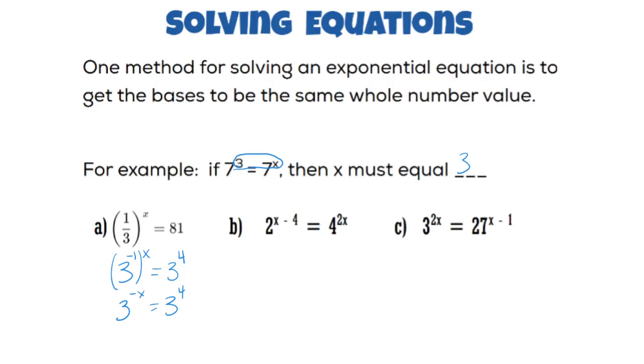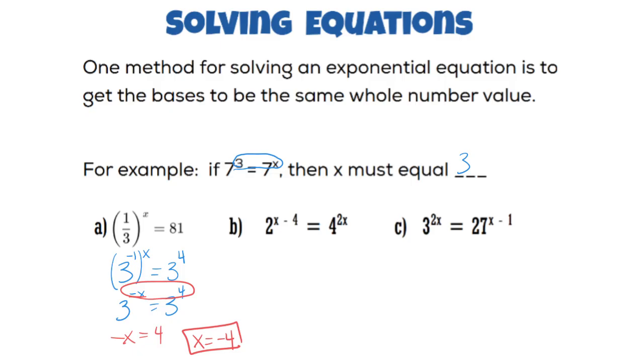Now I've managed to get the bases to be the same. So I'm going to do what I did up here. If the bases are the same, then the exponents will have to be the same. So I forget about the 3, and I just grab this right here and say, all right, -x is going to have to equal 4, which means x is going to equal -4. That's our solving process. Okay, let's go ahead and go to the next one.